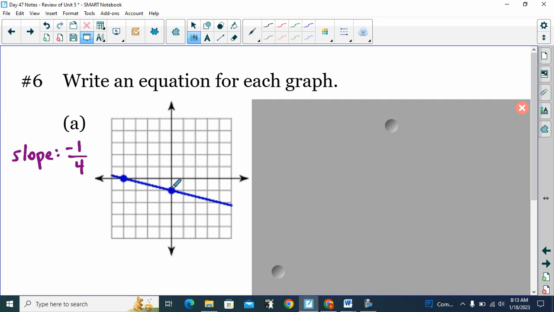They also don't tell us the y-intercept, but we can see it right here. The y-intercept is -1. And now this problem's exactly like number 5. We know the slope and we know the y-intercept. So we can think about y equals mx plus b. Slope is negative 1/4. Y-intercept is negative 1.